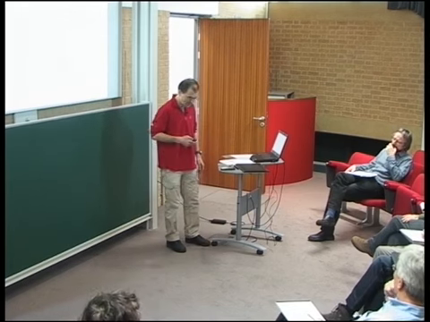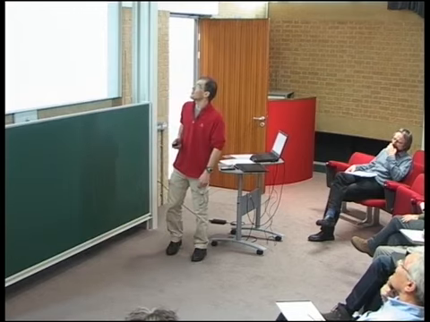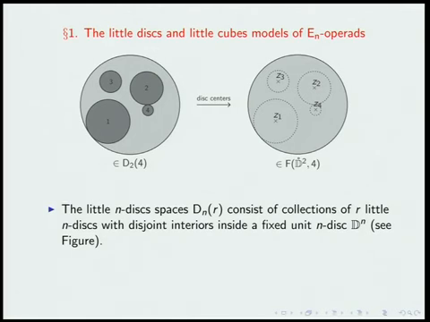Okay, so let's start with this little disk picture. The best thing is to give a picture of this little disk operad. So first, the little disk spaces. The operad is a collection of spaces, which I denote by D_n(r). So the n stands for the dimension. In this picture on the blackboard, the dimension is 2. And this r is the operadic arity.